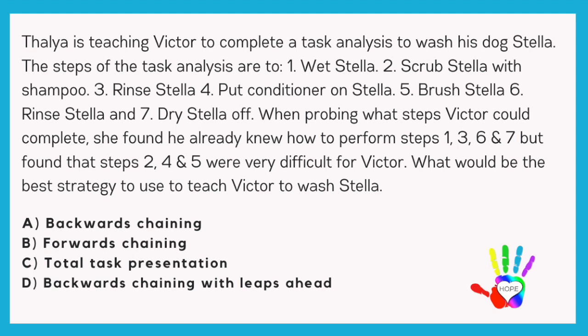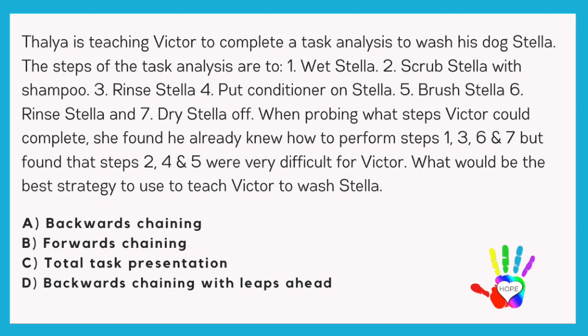Well, here we see he already knows how to do 1, 3, 6, and 7. So we probably don't need to use an intervention as intensive as backwards chaining or forward chaining. So we can probably choose between total task presentation and backwards chaining with leaps ahead. But here it tells us that steps 2, 4, and 5 were very difficult for Victor. Since they were very difficult for Victor, we probably want to use backwards chaining with leaps ahead because we'll still be teaching 2, 4, and 5 in a more intensive approach, right? And just skipping teaching individually steps 1, 3, 6, and 7.